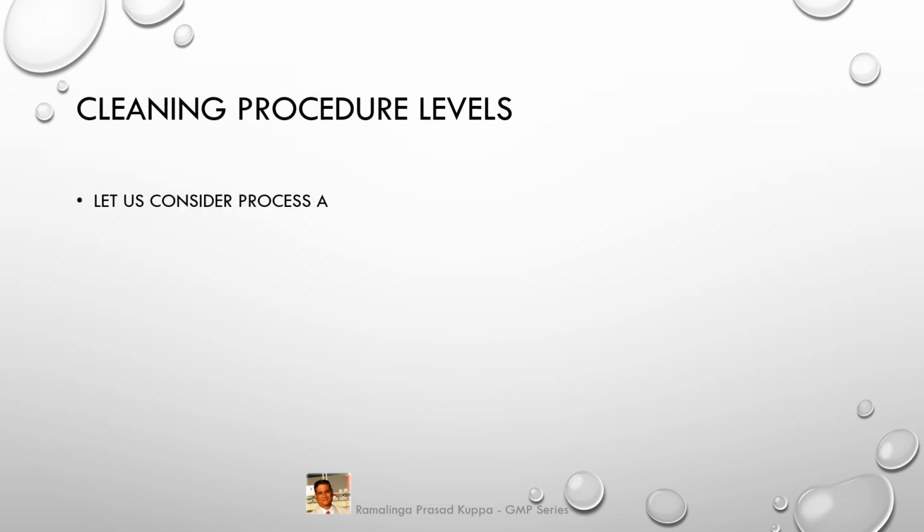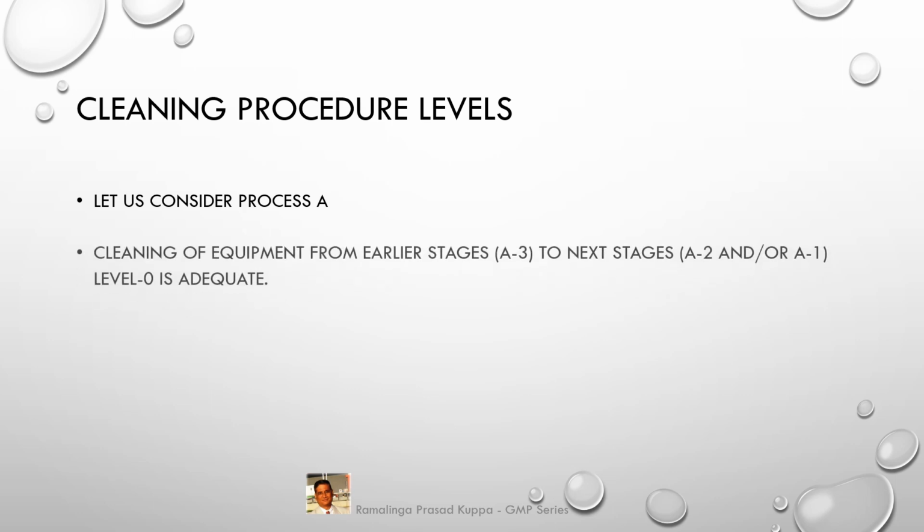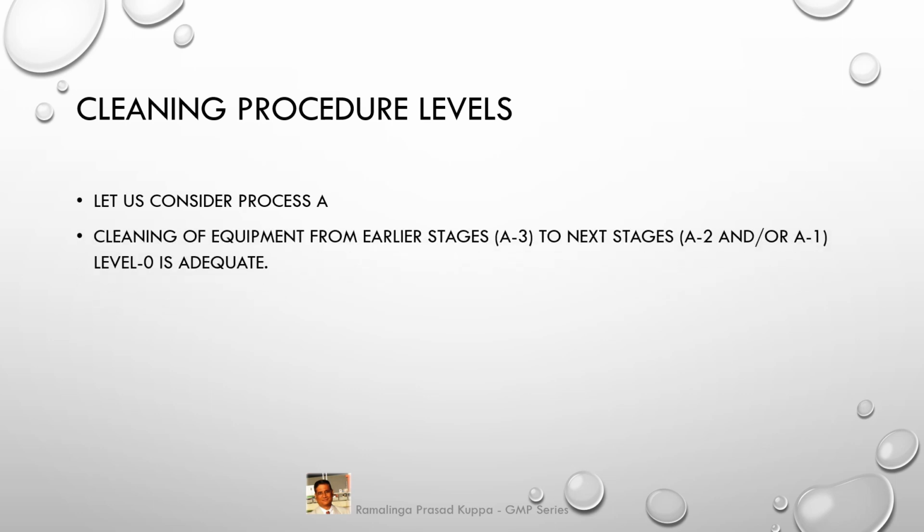Let us consider process A. Let us consider that there are three stages in process A. They are A minus 3, A minus 2 and A minus 1 before becoming crude API. Cleaning of equipment from earlier stages of A minus 3 to next stages of A minus 2 and or A minus 1, level 0 is adequate.